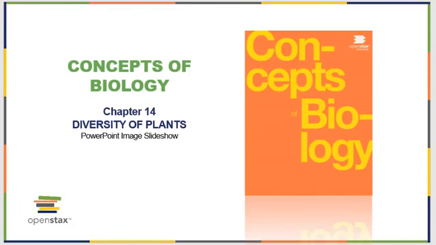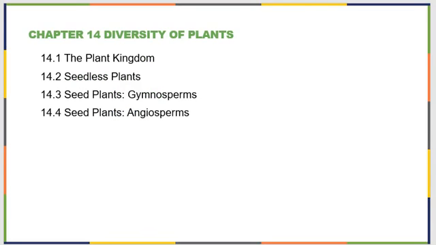Chapter 14, the diversity of plants. There is a lot of detail in this chapter. Try not to get lost in it, but instead look at the big picture and focus on the major divisions. We're going to first discuss the plant kingdom as a whole, and then focus on seedless plants that are non-vascular and vascular. Then we'll take a look at seed plants that are gymnosperms and seed plants that are angiosperms.